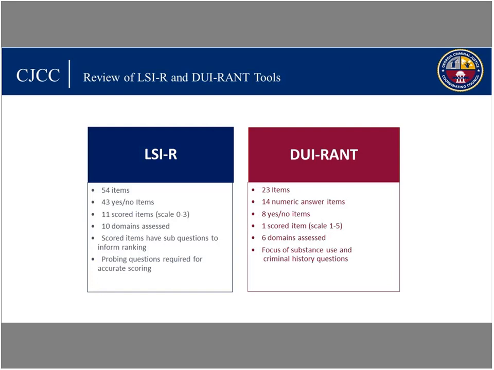And it just didn't seem like a screening tool because it took a lot of effort. The DUI RANT, on the other hand, was very short and could be administered very quickly. It was 23 questions, mainly numeric, 8 yes and no items, just one scored item from 1 through 5. And its primary focus was on substance use and criminal history type questions.